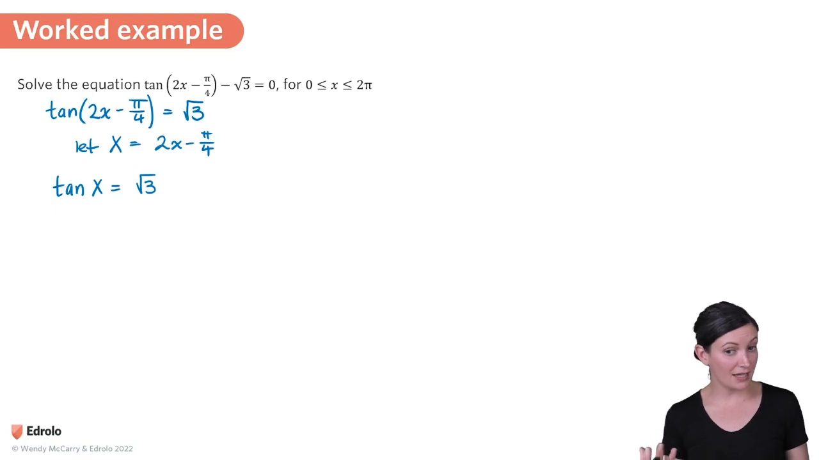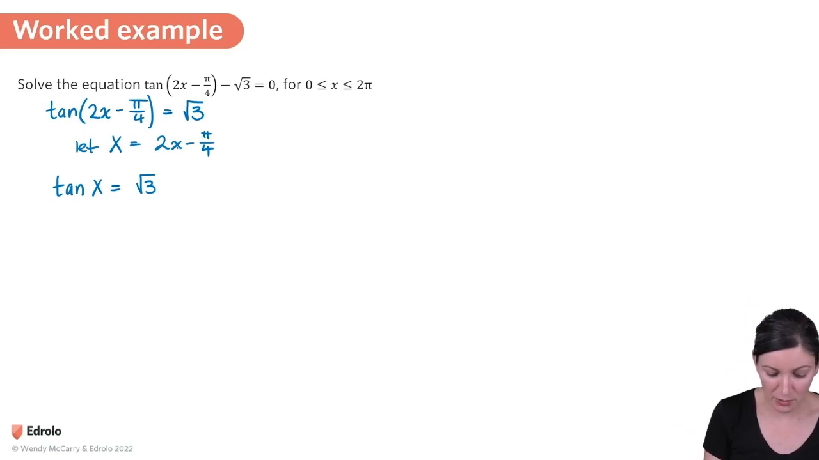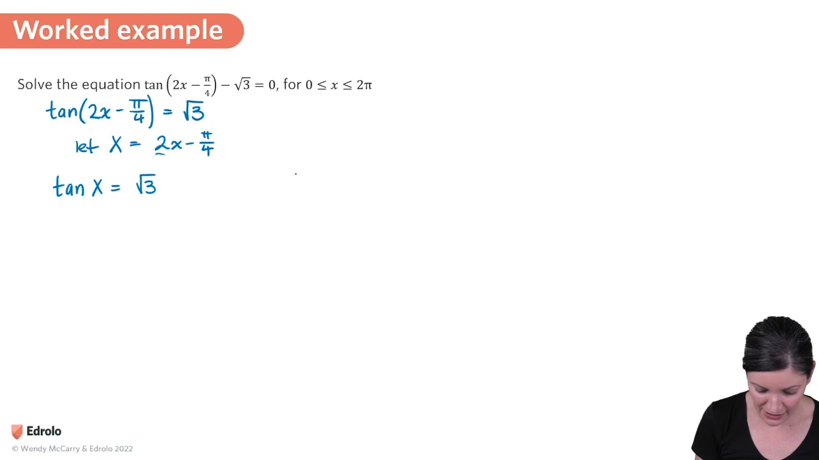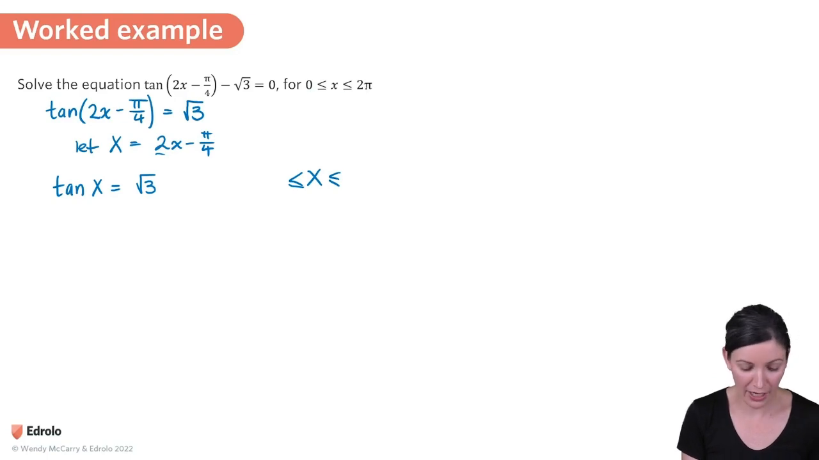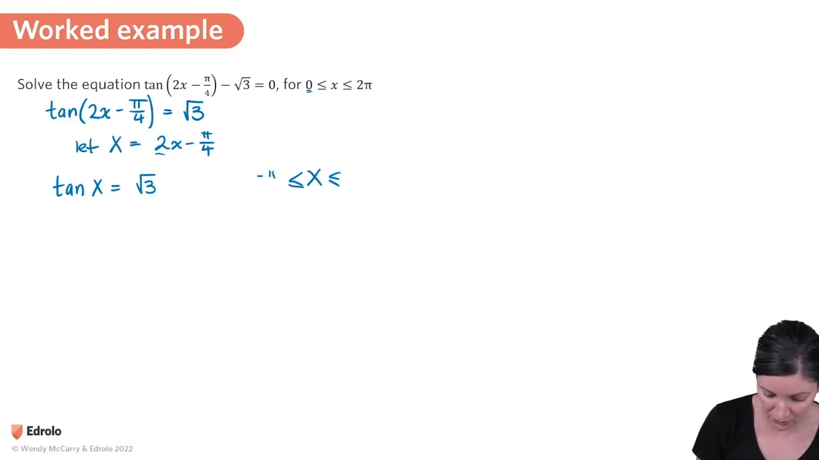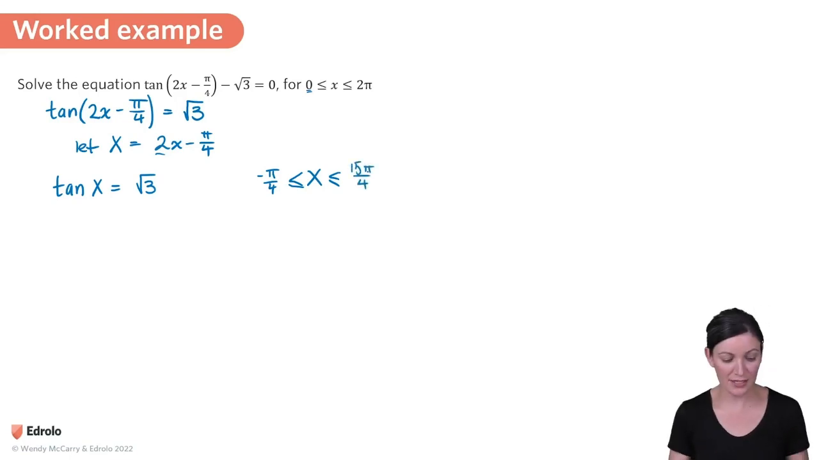But I've got to remember that I need to consider a new domain now. So to each of the endpoints of my domain, I need to multiply the endpoint by 2 and subtract pi on 4. Now we're solving for our big X here. Instead of going between 0 and 2 pi, the lower bound is going to be 2 times 0 minus pi on 4, so just minus pi on 4. And the upper bound is going to be 2 pi times 2, so 8 pi minus pi on 4, which would be 15 pi on 4. So my solutions for big X are going to be in between this domain.